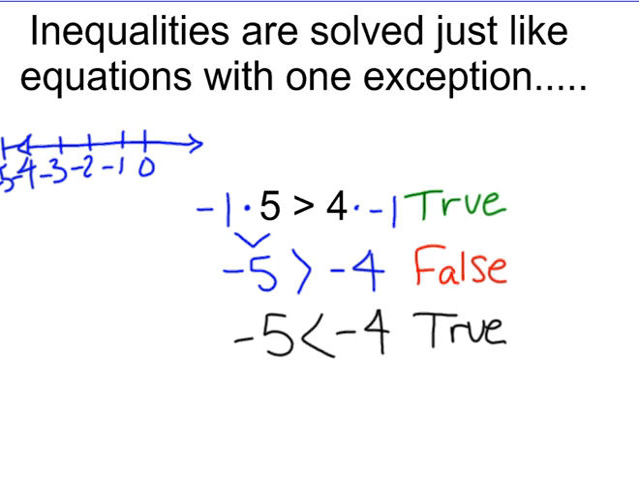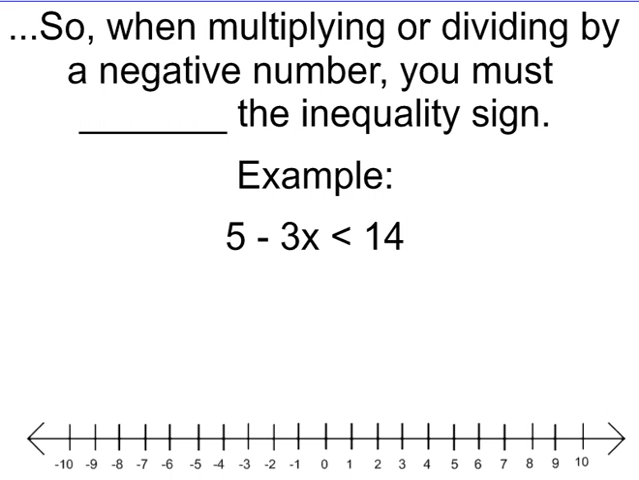So that's going to bring us to one of our rules that we're always going to use. And that rule says that whenever we multiply or divide by a negative number, you will have to flip the inequality sign. And again, the reason for that is just to make sure that we're keeping it as a true statement. If we don't flip it, then it's not true anymore. All right, let's look at our example.